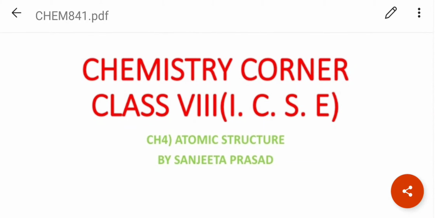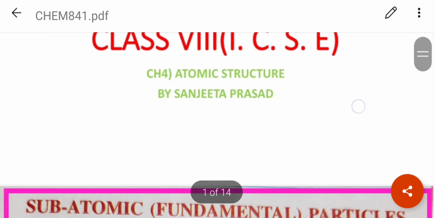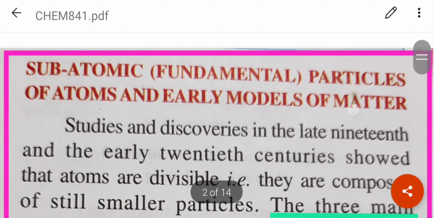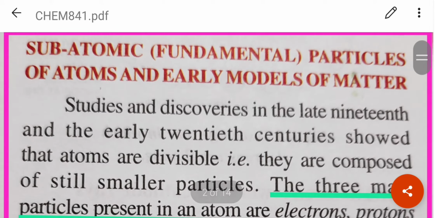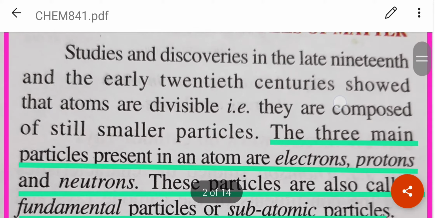Hello students, today we are going to start the fourth chapter of chemistry, and that is atomic structure. Now you all know what is an atom, isn't it? An atom is the smallest indivisible particle of an element which may or may not exist independently but takes part in chemical reaction. But later on it was found that atoms are divisible.